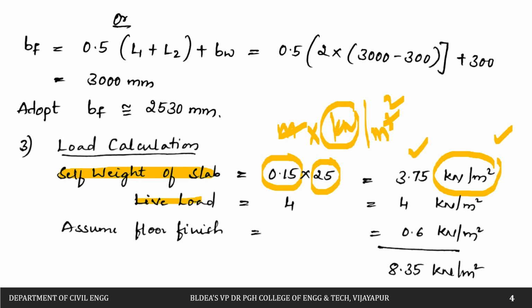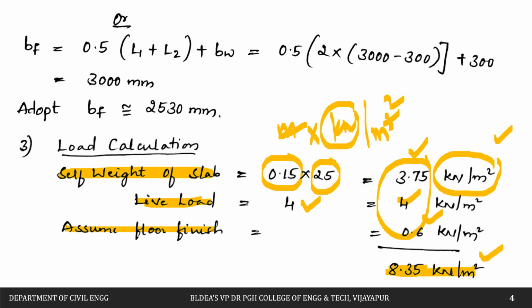Then next let us assume a live load of 4 kilonewton per meter square. Why are we assuming 4? It is because in the problem they have given it as an office building. So for an office building we'll assume live load as 4. If it was a residential building we would have assumed 2 kilonewton per meter square. Next we'll assume the floor finishes as 0.6 kilonewton per meter square. If you add up all these values, we get 8.35 kilonewton per meter square.